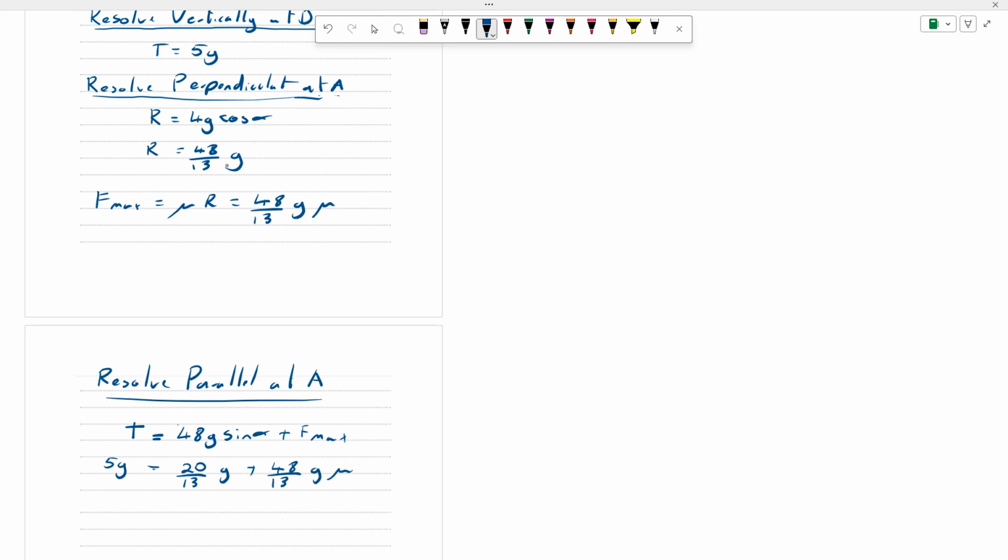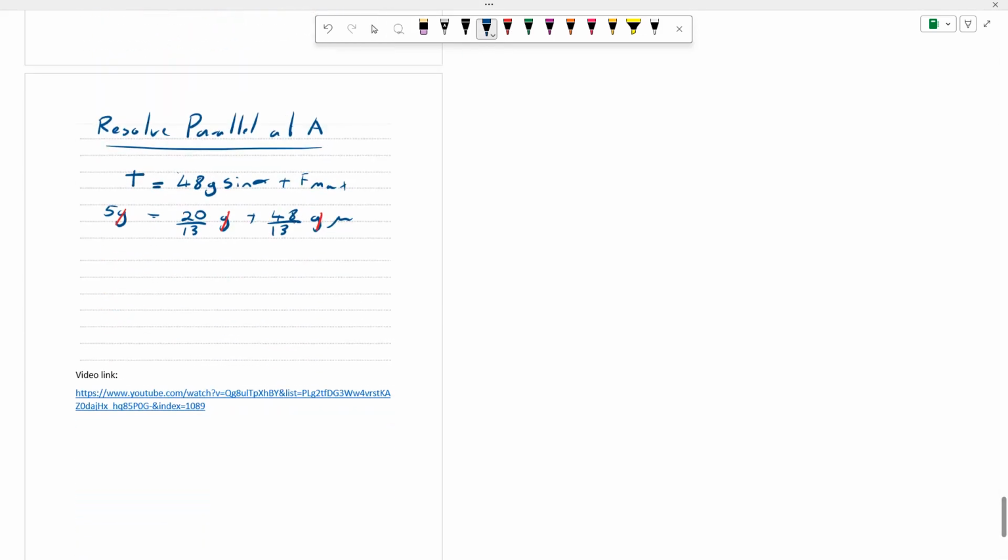Now, this is why I like to leave g in my answer, because look, they've all got g in them. So I can just get rid of them. Now, again, if you have times by 9.8, that's completely fine. It should work. Okay, and I'm going to rearrange this and solve it until I've got mu on its own. So if I take the 20 over 13 over, I get 45 over 13 is 48 over 13 mu. So therefore mu must be 15 over 16 as required.